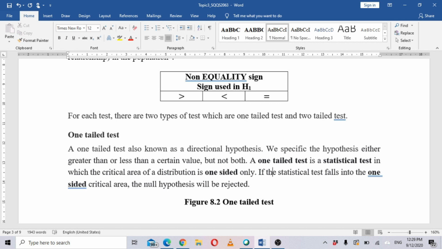A one-tail test, also known as a directional hypothesis, is where we specify the hypothesis as either greater than or less than a certain value, but not both. A one-tailed test is a statistical test in which the critical area of the distribution is only one-sided. If the statistical test falls into the one-sided critical area, the null hypothesis will be rejected. I will show you the diagram later.